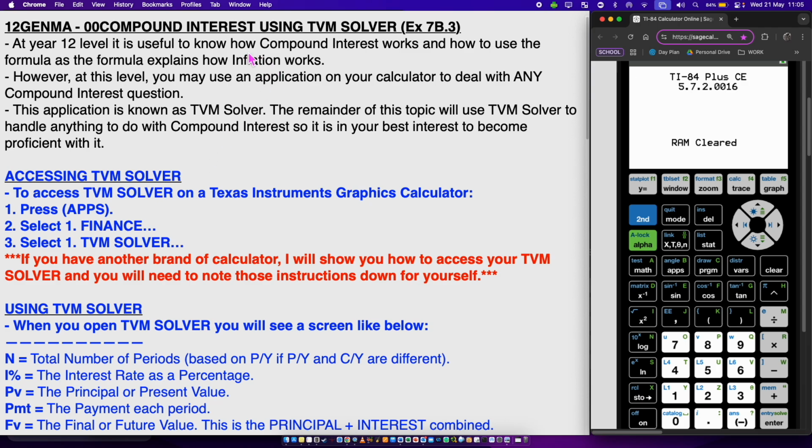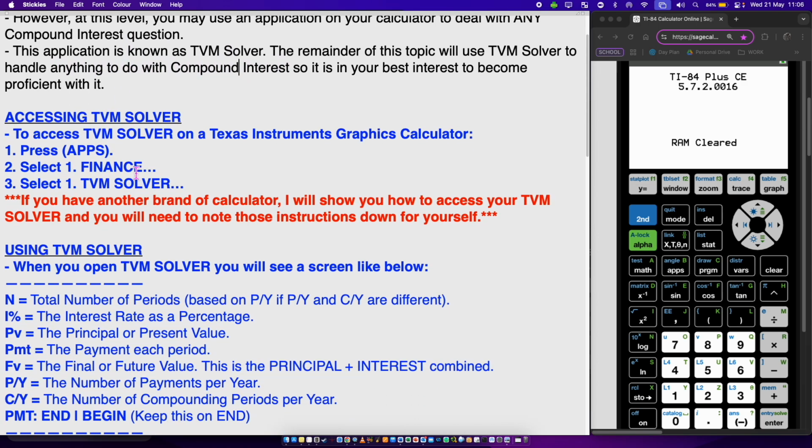It's useful to know how compound interest works and how to use the formula because it explains how inflation works. But at this level, you can use an app on your calculator to deal with any compound interest question. This application is known as TVM Solver. So as soon as you see anything to do with compound interest for the rest of the year, please use TVM Solver. So the first notes I need you to get is how do you access TVM Solver?